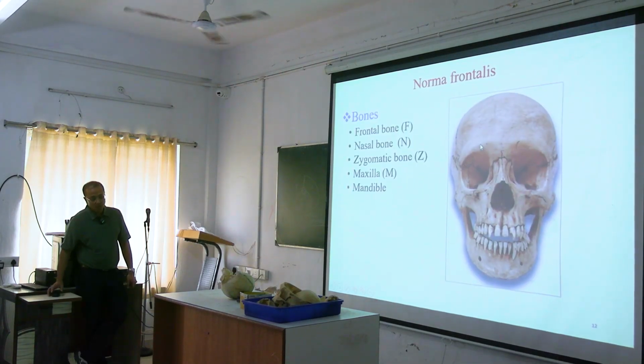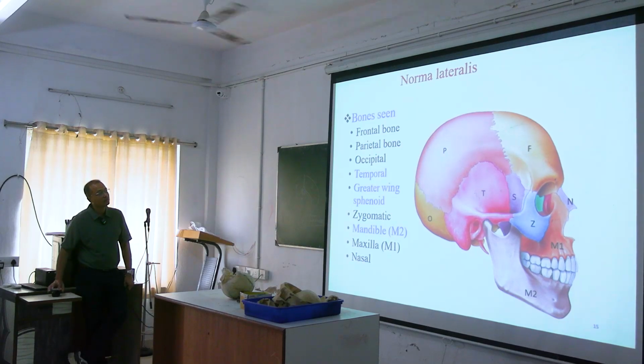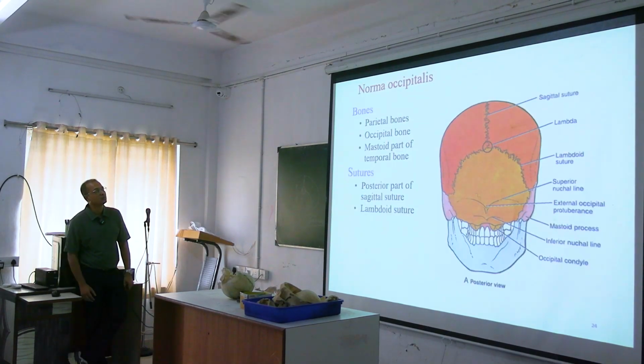Norma Frontalis: the bones that are present in the front view. Norma Lateralis: what are the views present along with these bones. Norma Occipitalis: what are the views of the bones that you are looking at.